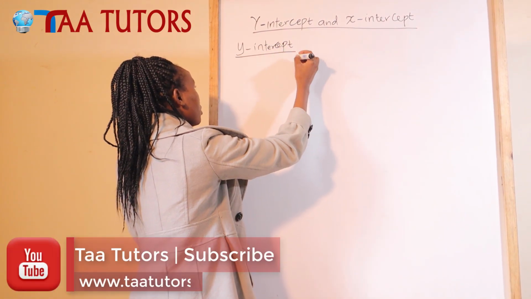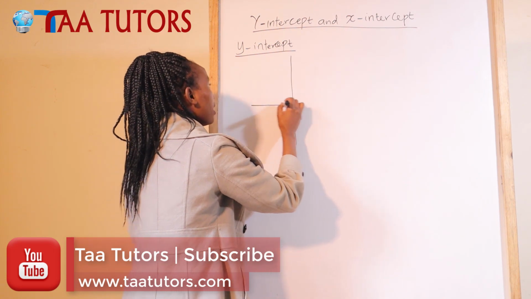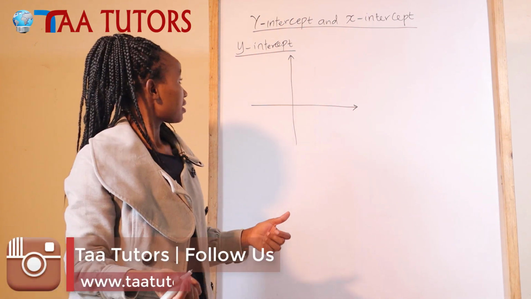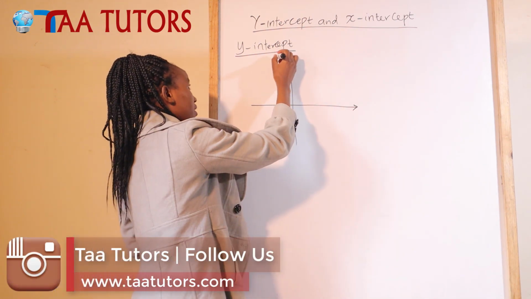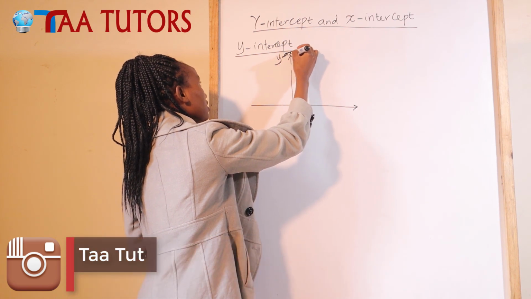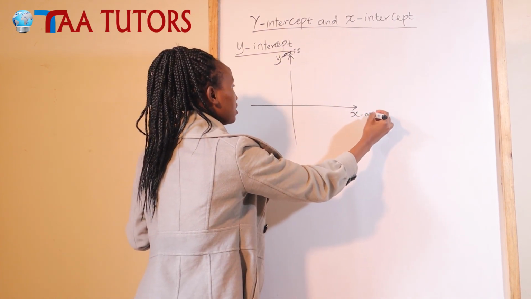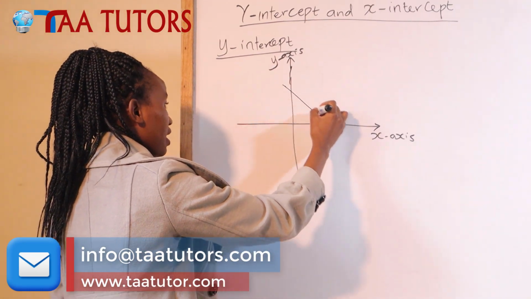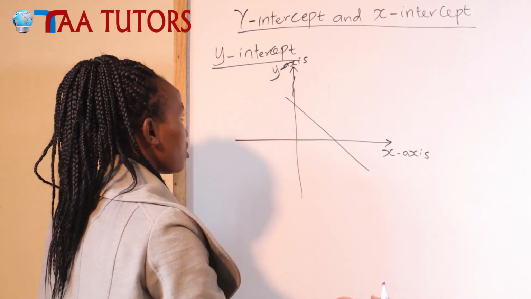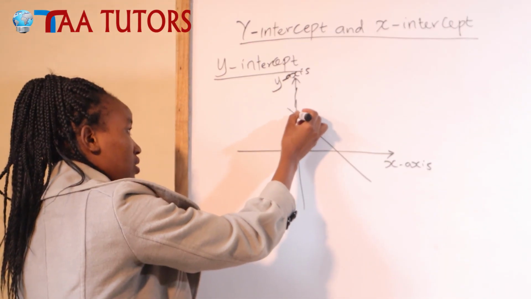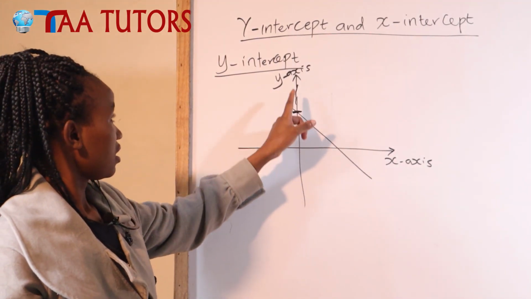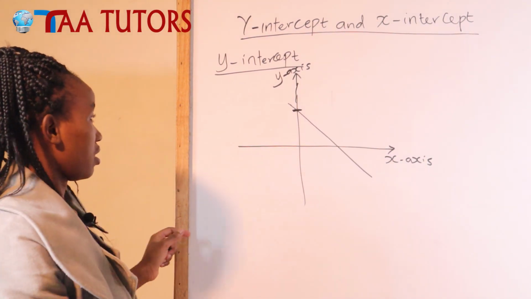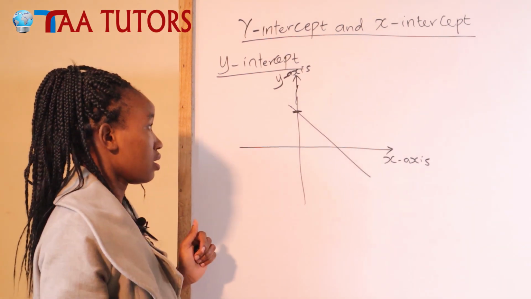Y-intercept is where a straight line cuts the y-axis on a Cartesian plane. So if you have a Cartesian plane here and then we have a straight line, let's say this is my straight line, this point here where my line is cutting the y-axis is called the Y-intercept.